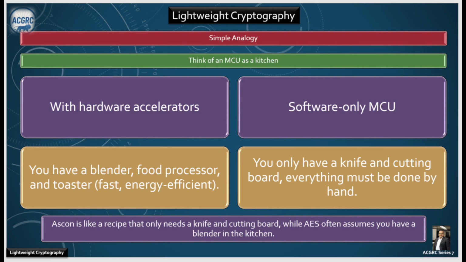A simple analogy: think of an MCU as a kitchen. With a hardware accelerator, it's like having a blender, a food processor, a toaster, which are fast and energy efficient. With software-only MCUs, you only have a knife and a cutting board. Everything must be done by hand. There is no food processor, no blender, no toaster. With basic tools, you have to work. So Ascon is like a recipe that only needs a knife and cutting board, while AES often assumes you have a blender in the kitchen. I hope this gives you a little better perspective.